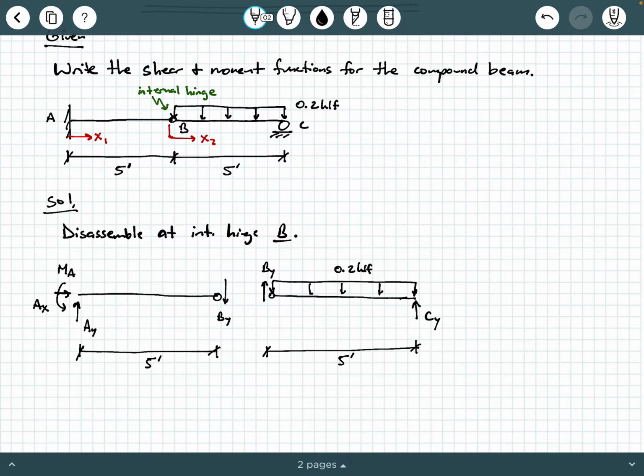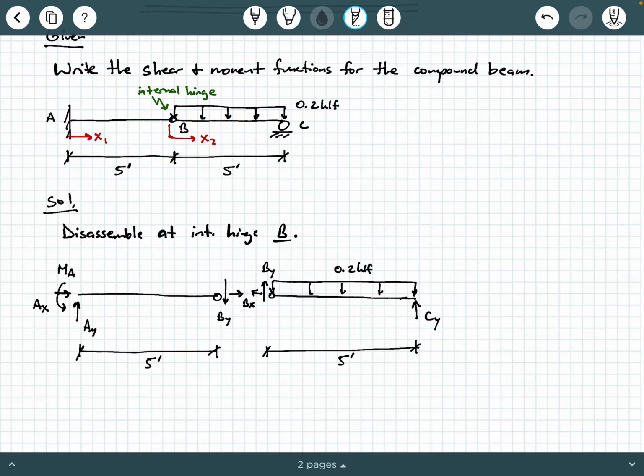and a BX value. Now, on either side of the disassembled internal hinge, those forces BY and BX are going to be equal in magnitude but opposite in direction. So you have a BY on either side of the internal hinge, but notice they're pointing in opposite directions, and similarly the BXs are pointing in opposite directions, but they're equal in magnitude because ultimately that is the same point that's connecting both of these two pieces together.